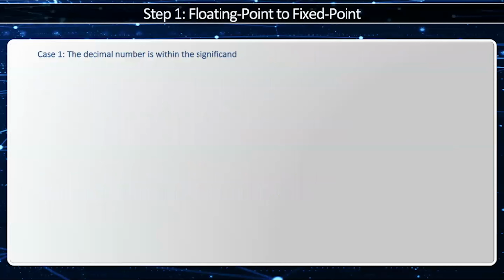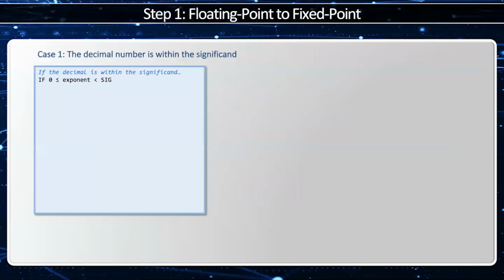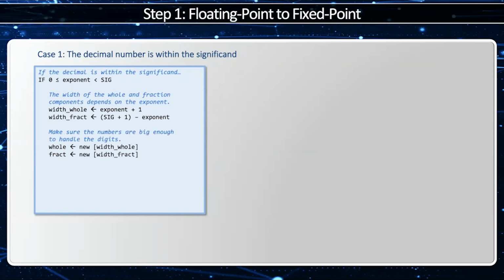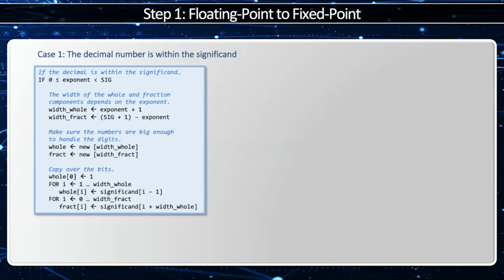So case 1, the decimal is within the significand. If the exponent is greater than or equal to 0, and less than the width of the significand, then we know the decimal point is somewhere within the significand. Then I'm going to say the width of the whole number is the size of the exponent plus 1, and the width of the fractional component is everything that's left. Now I'm going to make sure that my whole number has the correct number of digits and my fractional component has the correct number of digits. And then I'm going to walk through and copy the significand bits over to the whole part and to the fractional part. To demonstrate how this works, take a look at this floating point number.